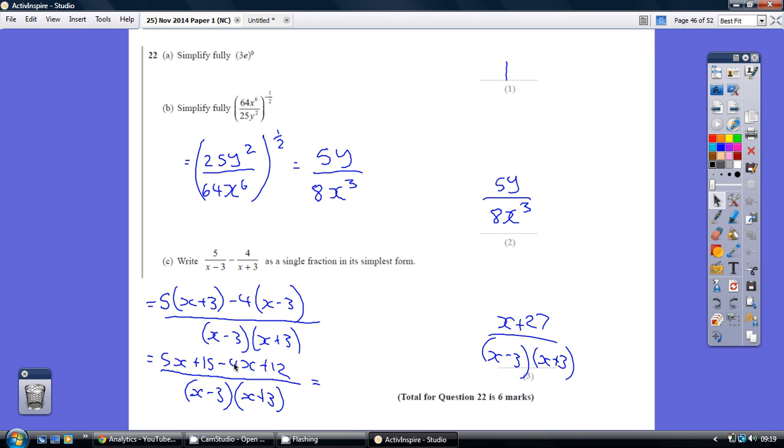Now, from now onwards, it's pretty straightforward. We just simplify the numerator. So we have the claw, 5 times x and 5 times 3 is 5x plus 15, and minus 4 times x is minus 4x, and careful, minus 4 times minus 3 is plus 12, and minus times a minus is a plus. We then gather our x's, 5x minus 4x is x, and we gather our normal numbers, 15 add 12 is 27.